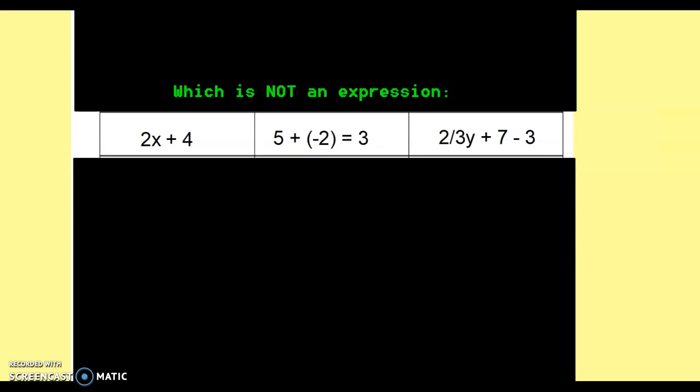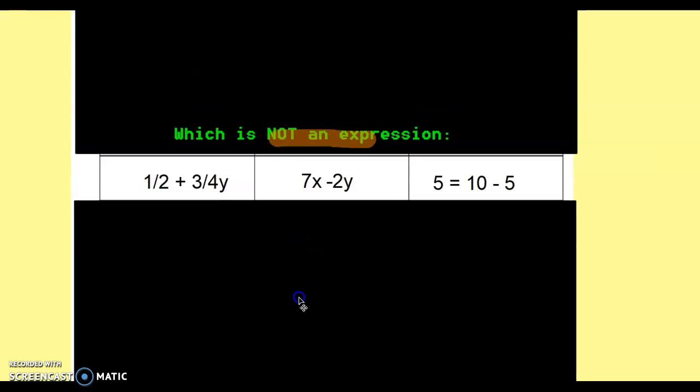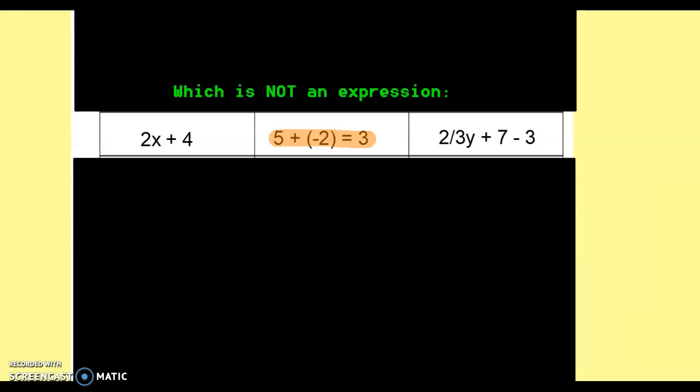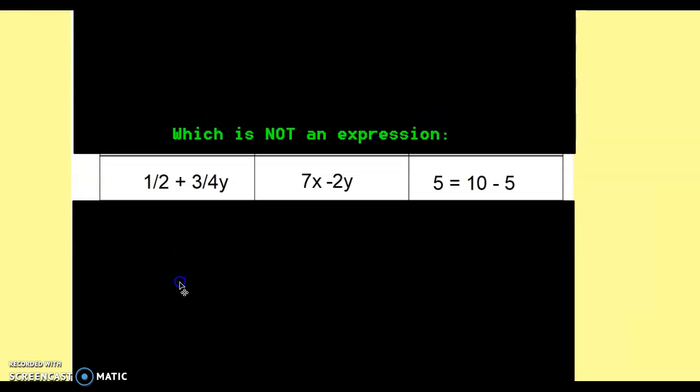So those first three examples there, this would be the one that is not an expression because it has an equal sign. Okay, moving on down a little bit farther there. Which one is not an expression in these problems? Hopefully you came on down to the third option, 5 equals 10 minus 5. Although that's true, it's not an expression because, again, it has an equal sign.